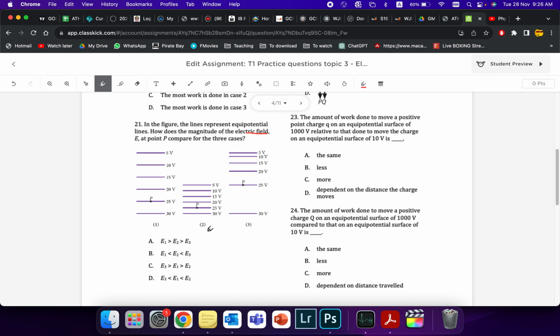So I can say 2 is greater than 1, greater than 3, or I can do the opposite way. I can write 3 is less than 1, which is less than 2. This is less than, that's greater than. You can write it either way. That means, of course, D would be our answer.